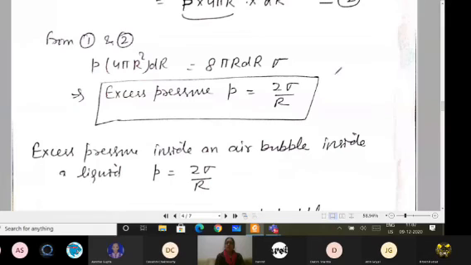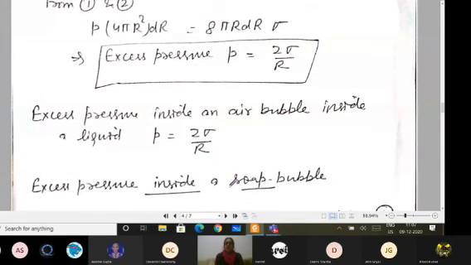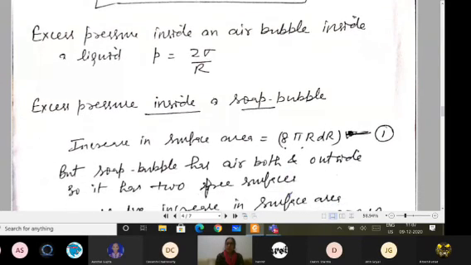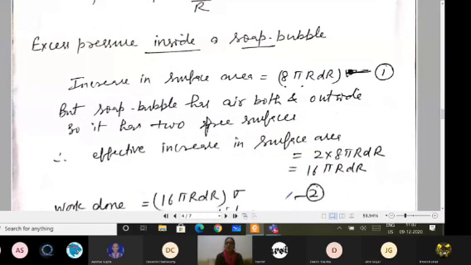So for an air bubble also, all these same steps have to be done, and you will be able to get the excess pressure inside the soap bubble. But if I have a soap bubble, then a soap bubble has two layers, so the increase in area will be twice. So when I write the effective increase in area, the rest of the things you have to write the same. The increase in surface area is equal to 2 into 8 pi r dr. It means the increase in surface area is of course 16 pi r dr.